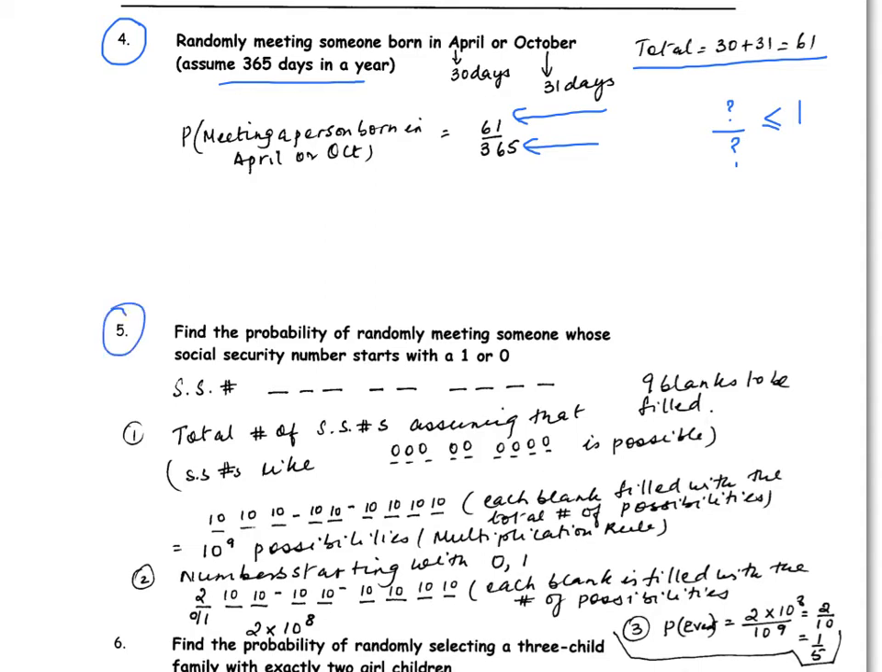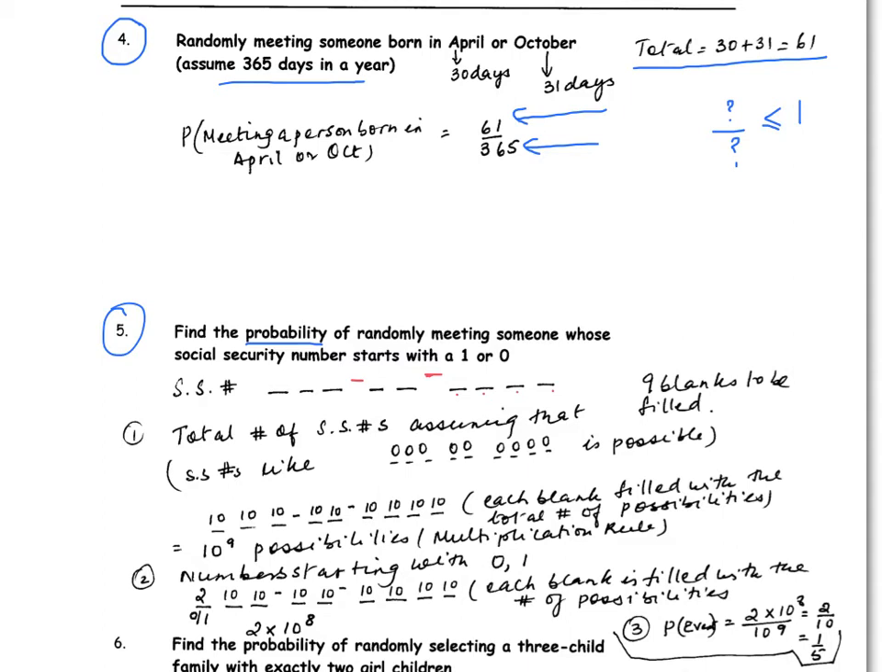Looking at the next example, it says find the probability. Remember that probability is a ratio, it's a fraction, of randomly meeting someone whose social security number starts with a 1 or a 0. So let's see what a social security number looks like. It looks like 3 digits, then 2, and then 4 more. So it's a total of 9 numbers. So it's 1, 2, 3, 4, 5, 6, 7, 8, 9 numbers.